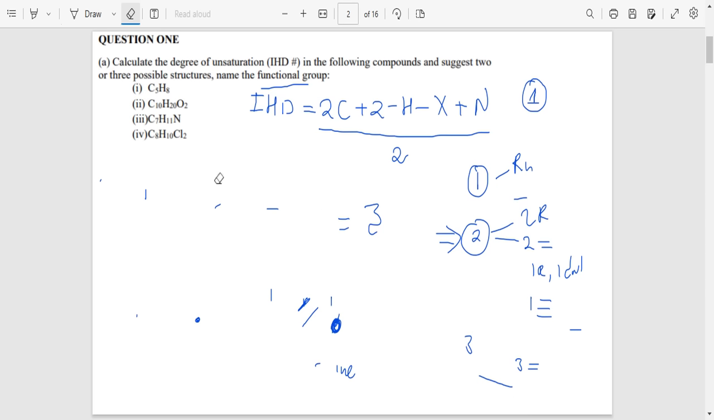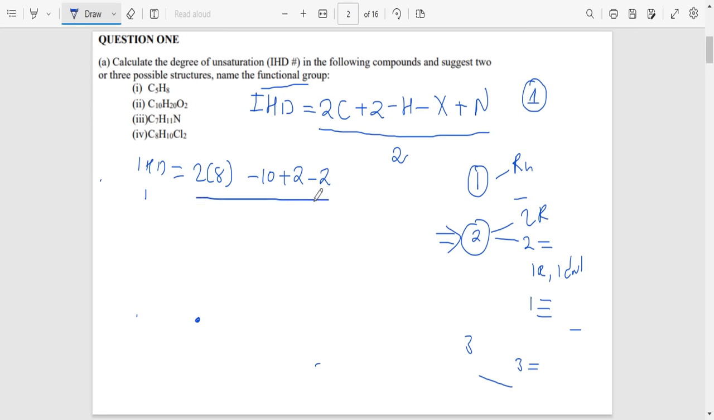So for the next, we have got C8H10Cl2. What is going to be the IHD? So in this case, IHD is going to be 2 multiplied by 8, subtract 10, and then add a 2. And then we have got chlorine. Chlorine, these are halogens, and there are two of them. So we're going to subtract and then divide by 2. 2 times 8 is 16, minus 10 is 6, divided by 2. That is going to give us a 3. So in this molecule, IHD is 3, meaning we can have 3 rings or 3 double bonds.